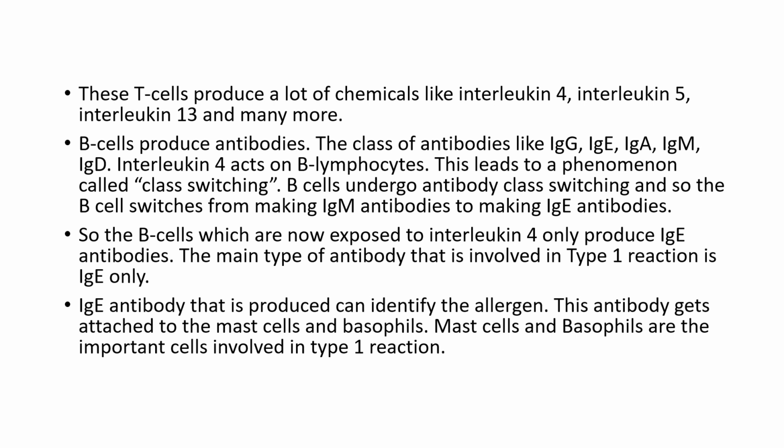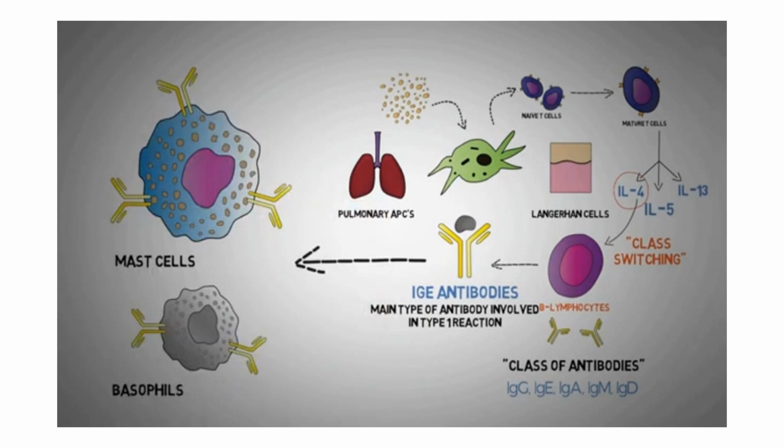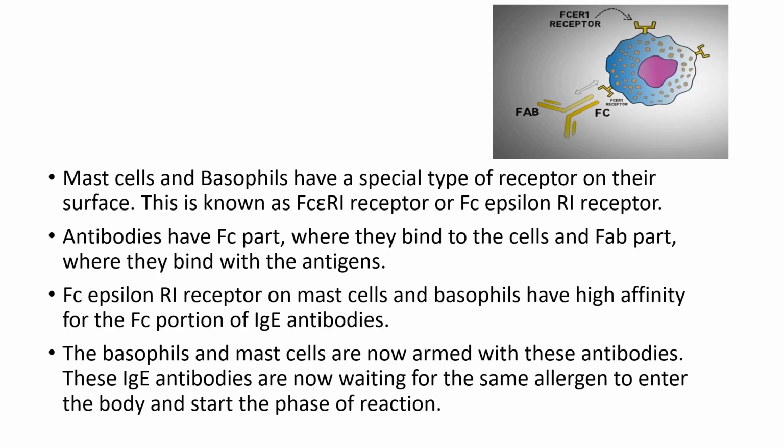The IgE antibody that is produced can identify the allergen. This antibody gets attached to the mast cells and basophils. Mast cells and basophils are the important cells involved in type 1 reaction. Mast cells and basophils have a special type of receptor on their surface. This is known as Fc epsilon R1 receptor.